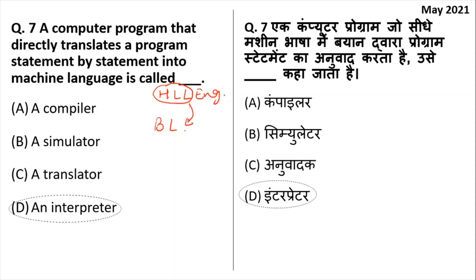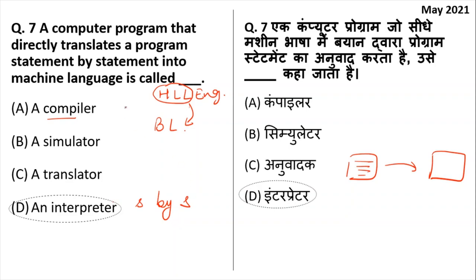So there are different types of translators. Language translators are there. A compiler, there is a compiler. But why is the answer to this question interpreter and not compiler? Because an interpreter does this task statement by statement, okay? While a compiler translates one code into another at once, okay? The whole code is translated at once. But an interpreter goes line by line. It will translate one statement, then another statement. Like this, it will go on.